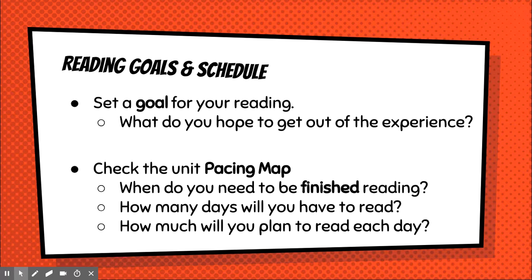Look at the pacing map, scroll down to see when you need to be finished reading this book. You might find that highlighted in yellow somewhere on the pacing map. See what the final date will be, and then how many days will you have to read this book? Kind of check that out. Where are we headed? How many days do we have?